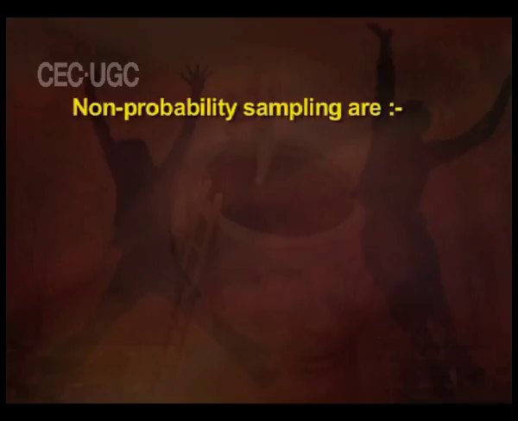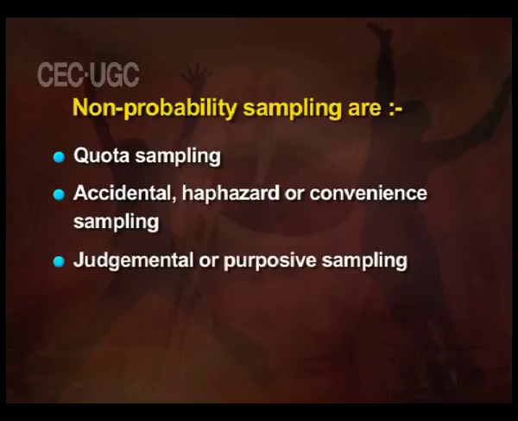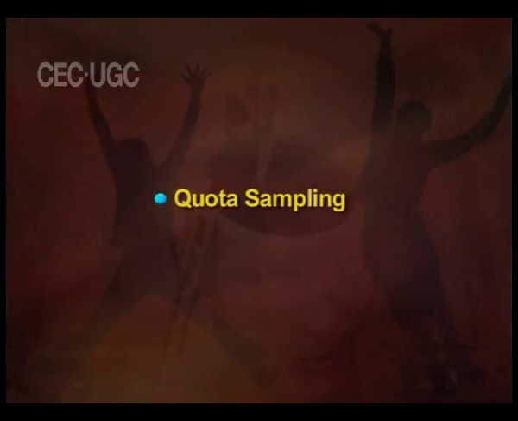The different types of non-probability sampling are quota sampling, accidental, haphazard or convenience sampling. Then you have the judgmental or purposive sampling, and finally there is the snowball or referral sampling. Let's now look at each of the non-probability sampling techniques in greater depth. First is the quota sampling.